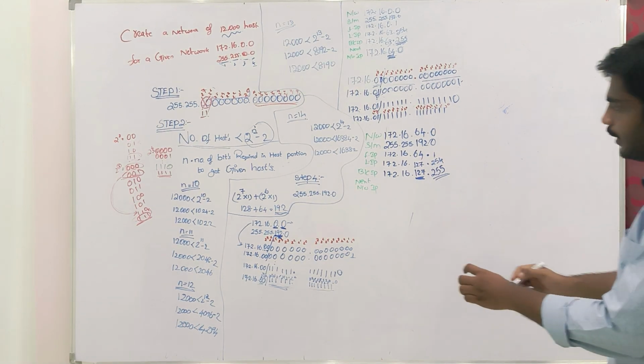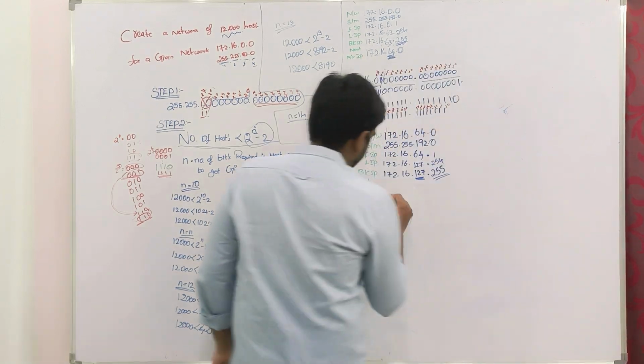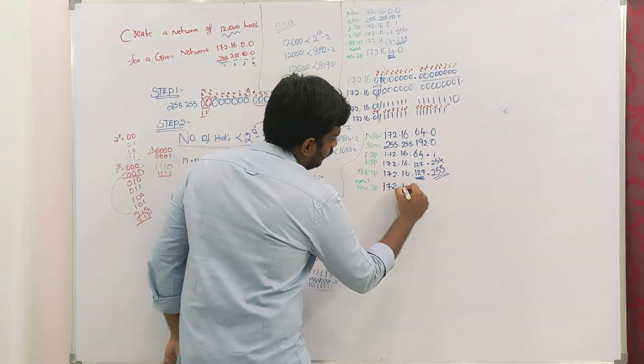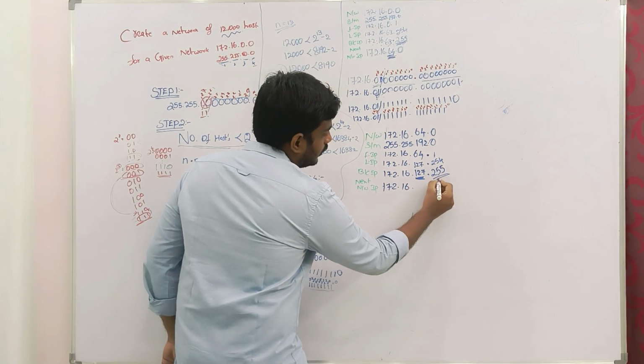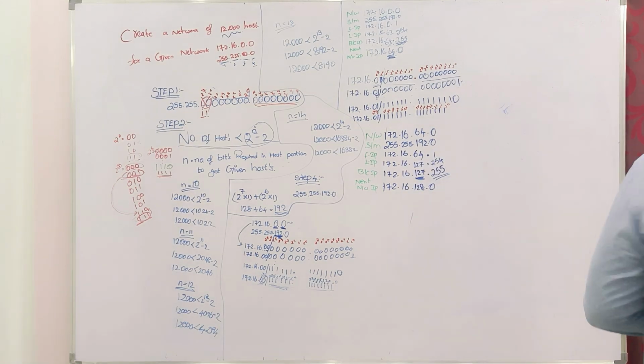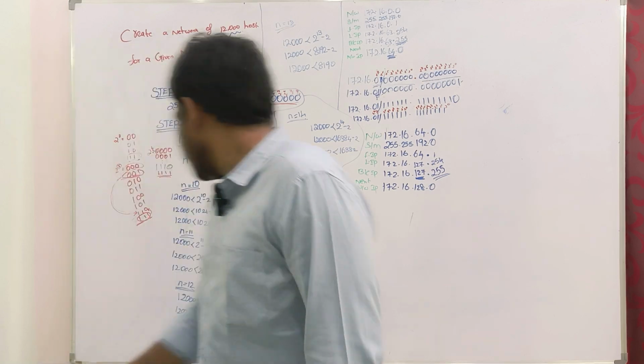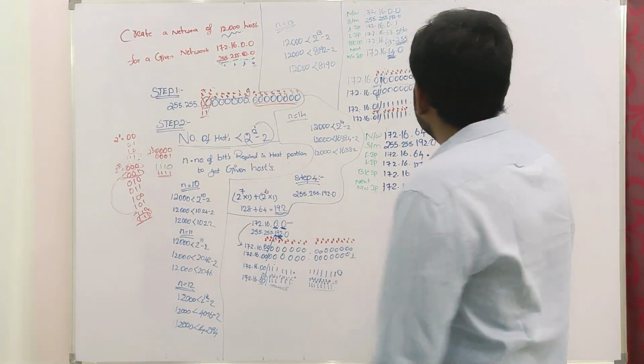Then, once the IP range is over, you have to borrow from the next octet. So if you borrow, 172.16, here the IP address range is over, and we get 128.0. This is our next network IP. Then go to another network.